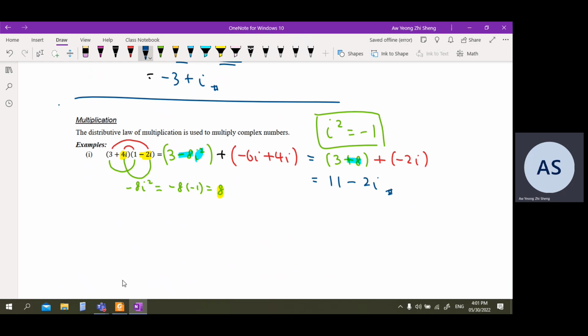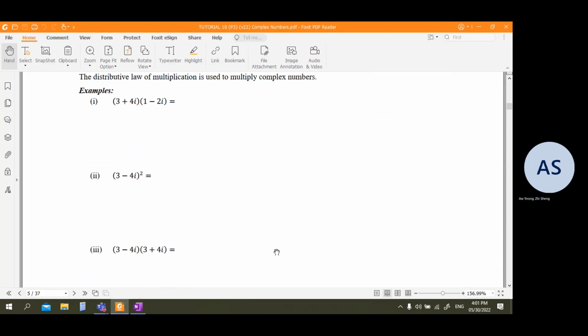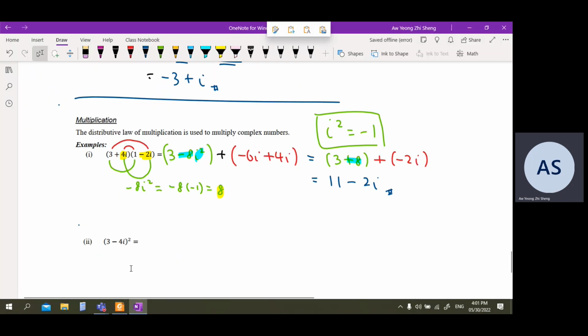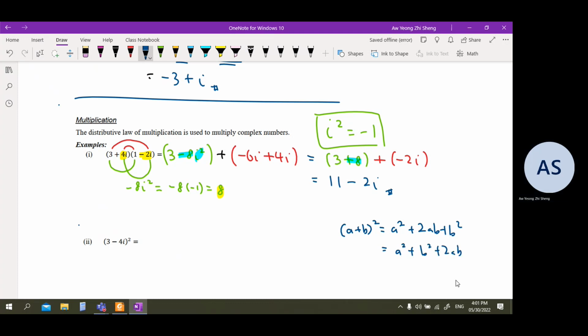Now let's do a few more examples. Property 2, example 2. Okay, when you have a complex number with a power 2, recall from your elementary algebra that you have a plus b power 2 that gives you a squared plus 2ab plus b squared, which can also be rearranged as a squared plus b squared plus 2ab. Okay, when doing expansion of complex numbers, I will suggest you to write your expansion in this form.